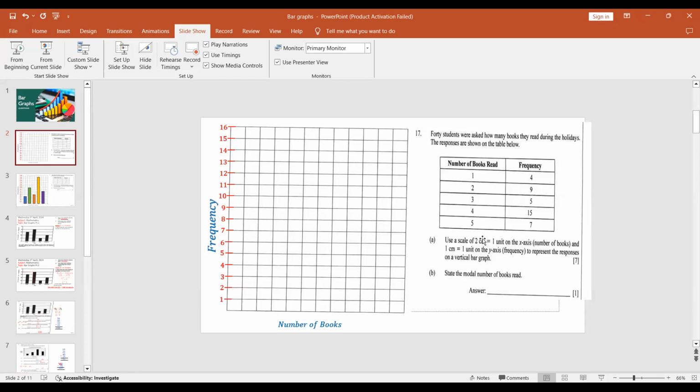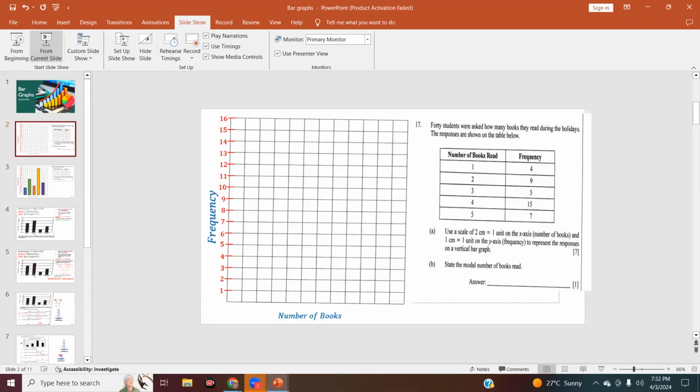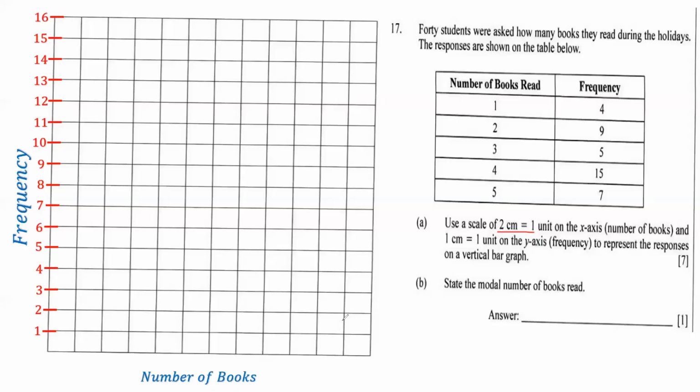But what did they say? They say using a scale of 2 centimeters equal 1 unit. What does that mean? When they say 2 centimeters equal 1 unit, that means that every time, when they say 2 centimeters to 1 unit, what does that mean?